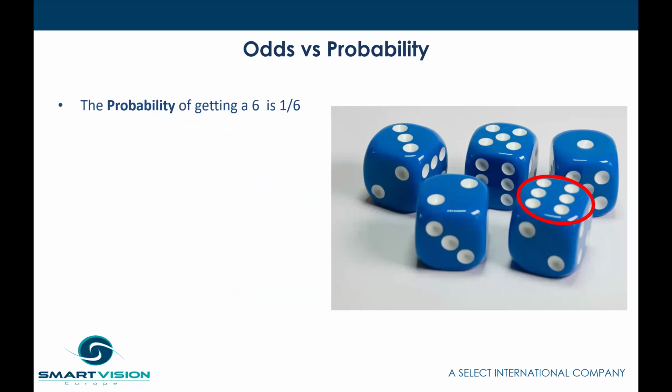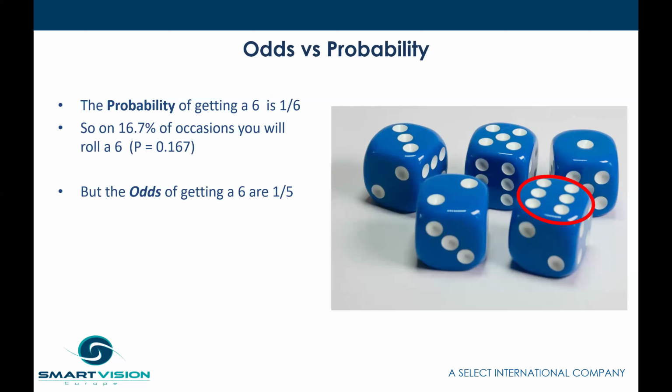Let's just touch on odds versus probability. When you want to find out the probability of getting a six when you roll a die, it's 1/6. That's the probability. So that means that in about 16% of occasions you will roll a six.